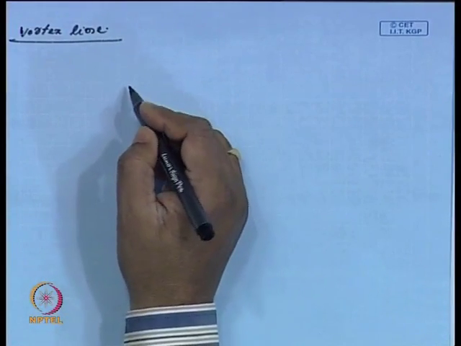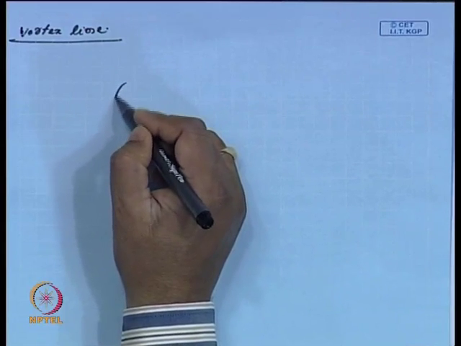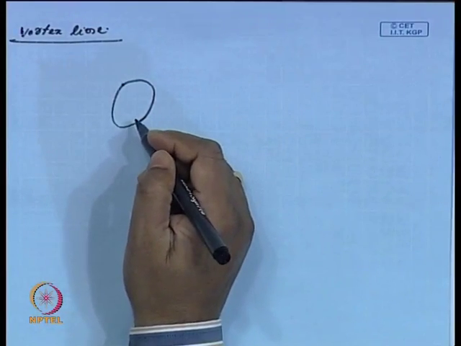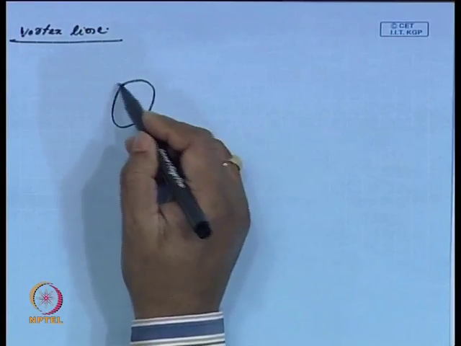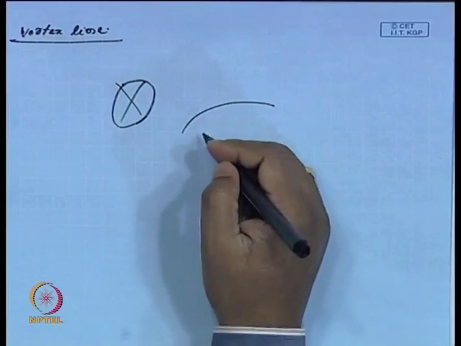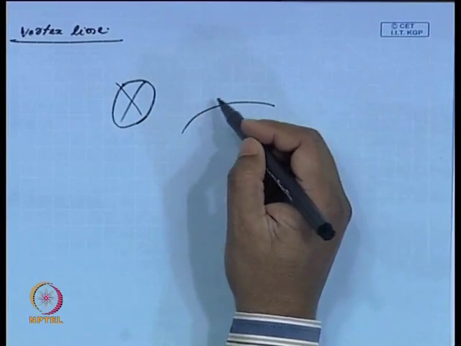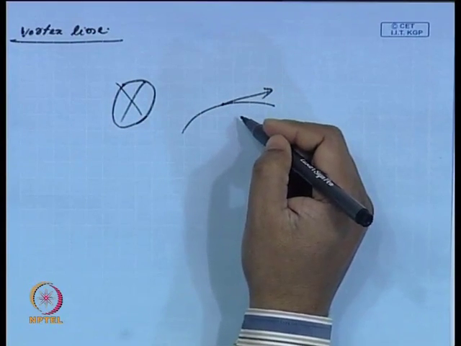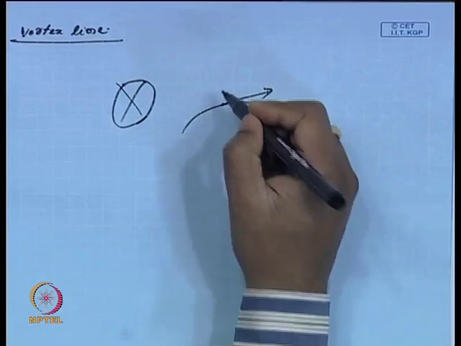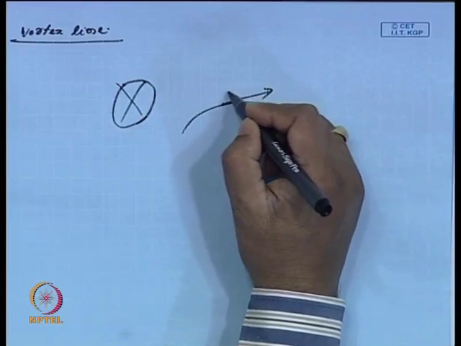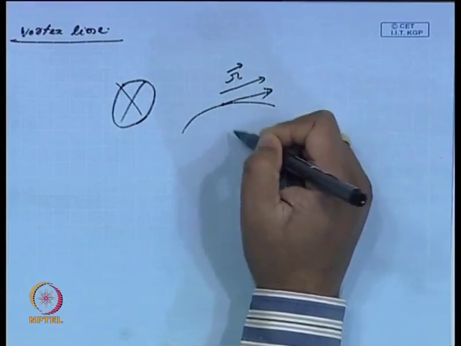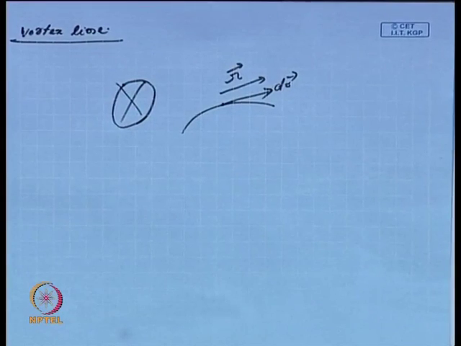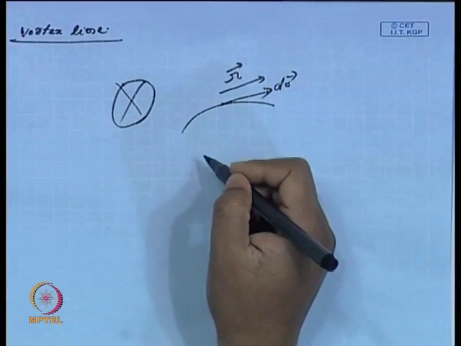A vortex line is a curve, and it need not be a closed curve. Let us look at a curve drawn in the fluid such that the tangent at any point is in the direction of the vorticity vector. That means if omega bar is the vorticity vector and dr bar is the tangent we draw at any point, then the both are parallel.